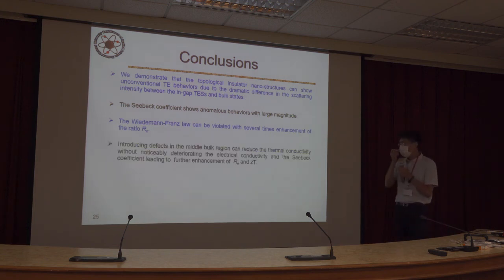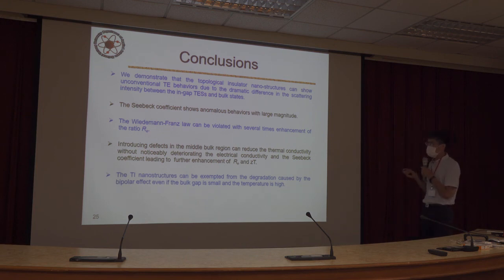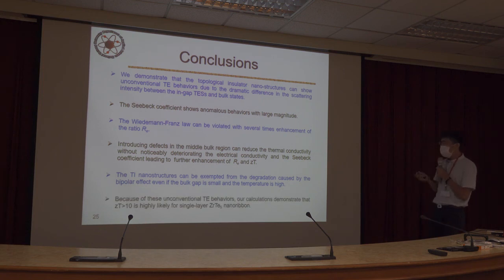Introducing defects in the middle bulk region can reduce the thermal conductivity without noticeably deteriorating the electrical conductivity and the feedback coefficient, leading to a further enhancement of R and the ZT. And the topological insulator nanostructure can be exempted from the degradation caused by the bipolar effect, even if the bulk gap is small and the temperature is high. Because of these unconventional thermoelectric behaviors, our calculations demonstrate that a ZT larger than 10 is highly likely for a single layer nanoribbon. This is my report. Thanks for your attention. Thank you very much.